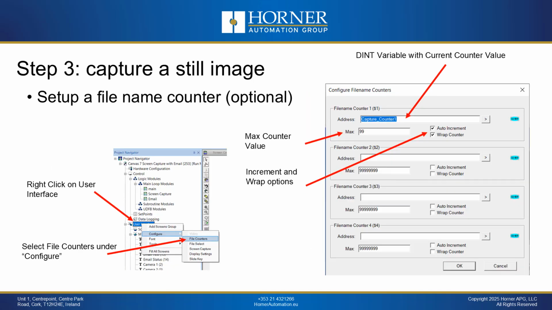To take advantage of File Name Counter, you access that within the Project Navigator of Cscape. Ensure that a screen is assigned to the Active Screen tab and is open for editing. Right-click on User Interface and, through the Configuration menu, select File Counters. This will open a dialog box displaying 4 available file counters that can be used for renaming files. Each file counter can be configured with a maximum value up to double integer, allowing for a very large range of counts, significantly higher than the example of 99 used previously. These file counters provide flexible options for constructing unique file names for the screen captures.